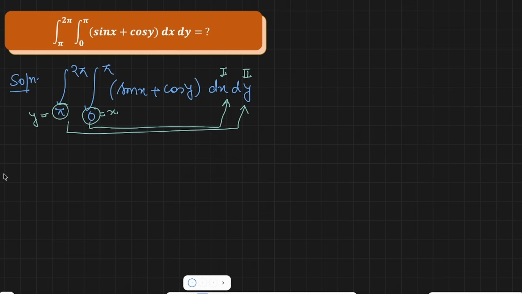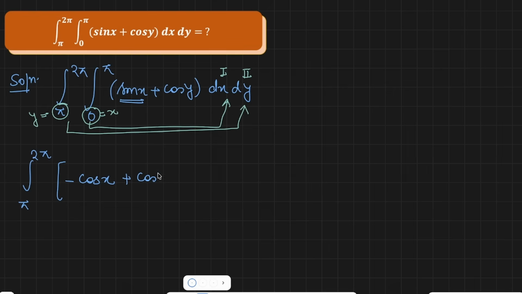Then start the solution. So pi to 2 pi will be as it is. Integrating with respect to x, see, here it is sin x, and the integration of sin x is minus of cos x. So it will be minus of cos x, plus here it is cos of y, which will be constant for my dx.